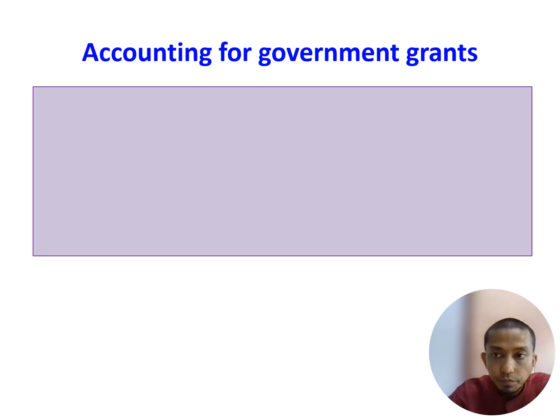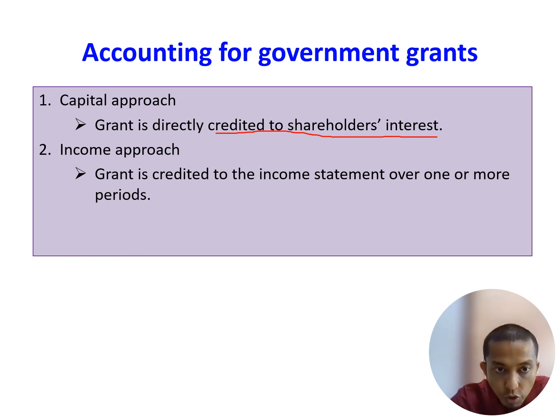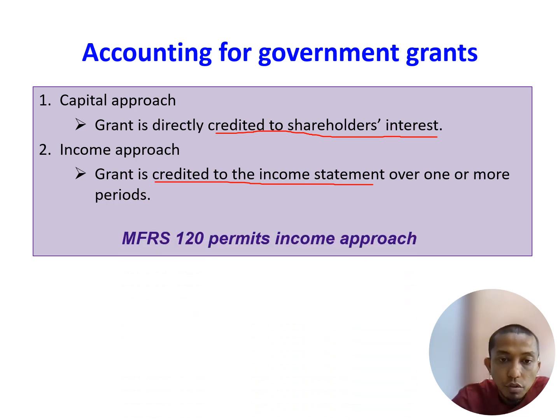Okay, so we proceed. Accounting for government grant. How do we do accounting for government grant? Basically, it is based on the capital approach, which is grant is directly credited to shareholder interest, or the income approach, which is grant is credited to income statement over one or more periods. MFRS 120 permits the income approach.